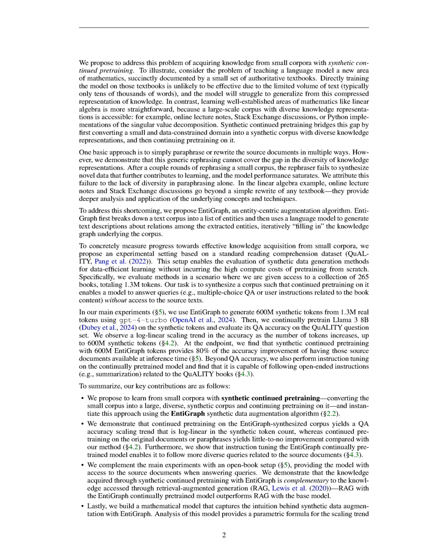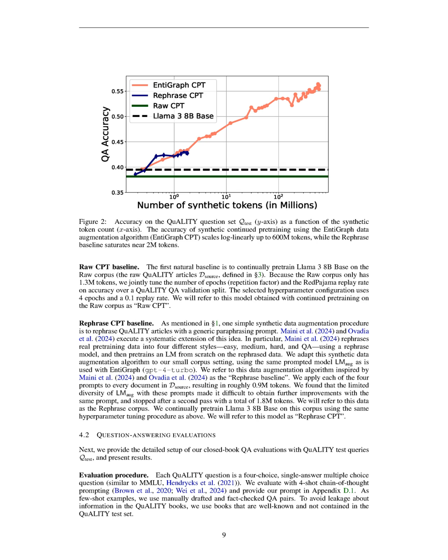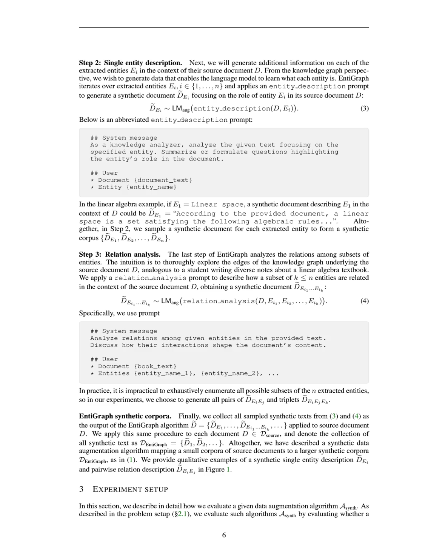The effectiveness of the proposed synthetic continued pre-training method, utilizing the EntiGraph algorithm, was validated through a series of experiments involving a specific dataset and evaluation metrics. The experimental design involved using the QuALITY dataset, which consists of 265 articles and short books totaling 1.3 million tokens, and generating 600 million synthetic tokens through EntiGraph. The model's performance was assessed using unambiguous test queries, QT, derived from the dataset, which included 4,609 multiple-choice questions designed to probe the model's acquired knowledge without access to the source documents.